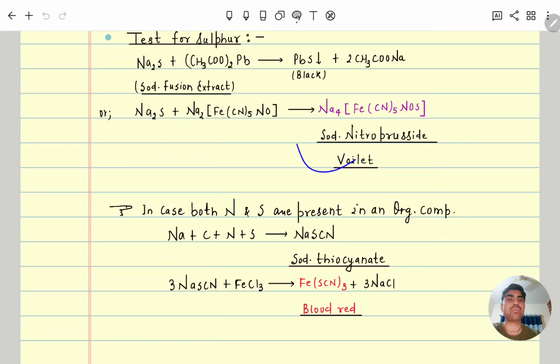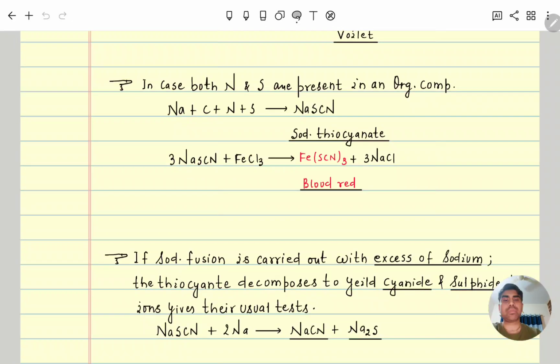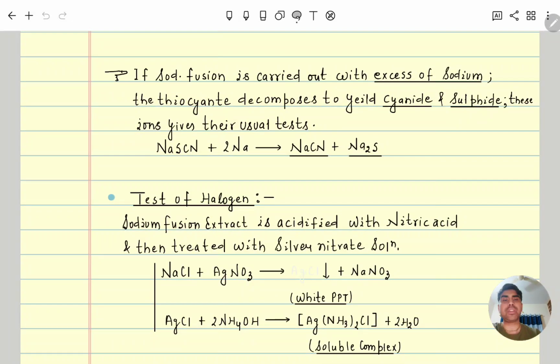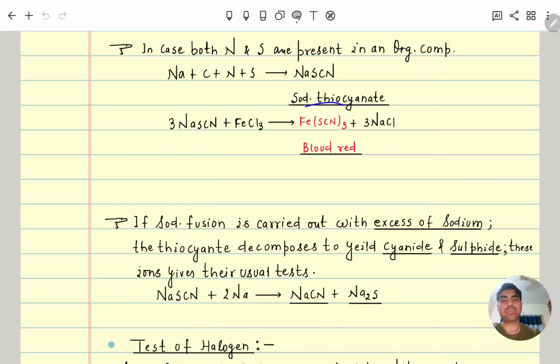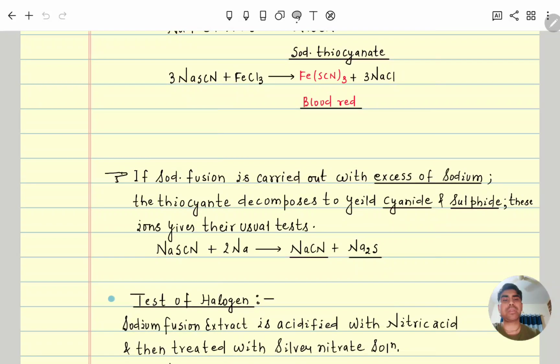Na2[Fe(CN)5NO], it will form a violet colored compound. So in both ways we can do it. Either we can do this together, a bloody red compound, or we can pass excess of sodium, so it will form NaCN and Na2S. These fusions we already studied.